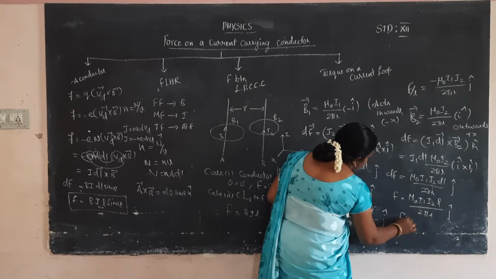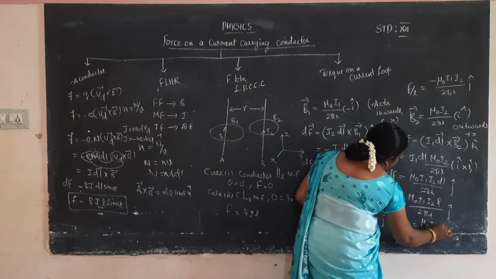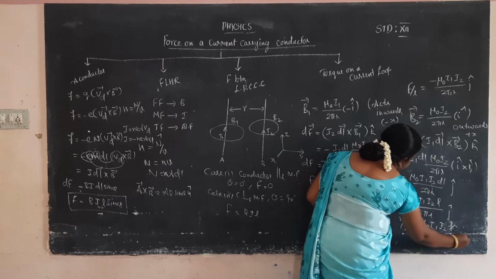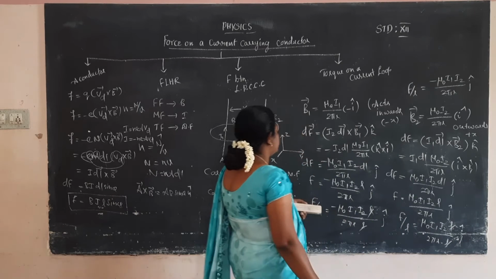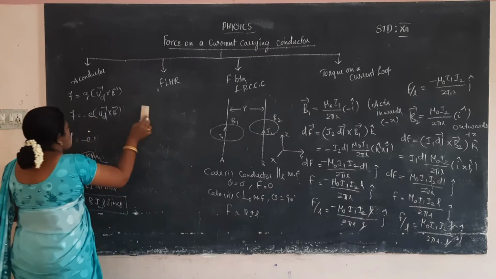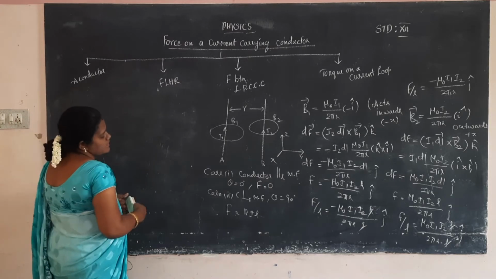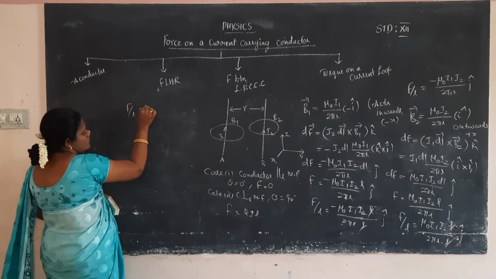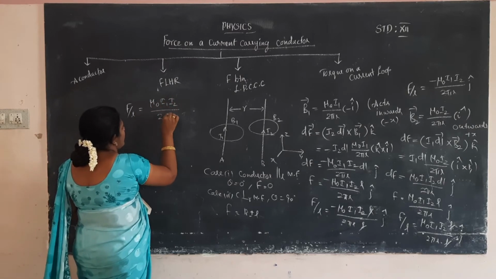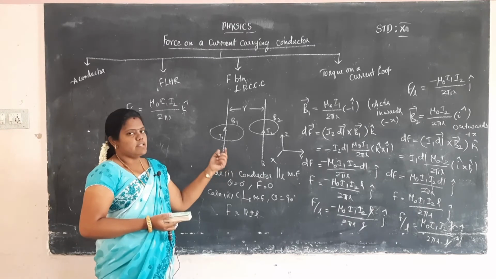Now we want to calculate the force acting per unit length. The force per unit length is equal to mu naught I1 I2 L by 2 pi r divided by L, so L cancels. So F by L is equal to mu naught I1 I2 by 2 pi r into k cap. This is the force created by the second conductor on the first conductor.